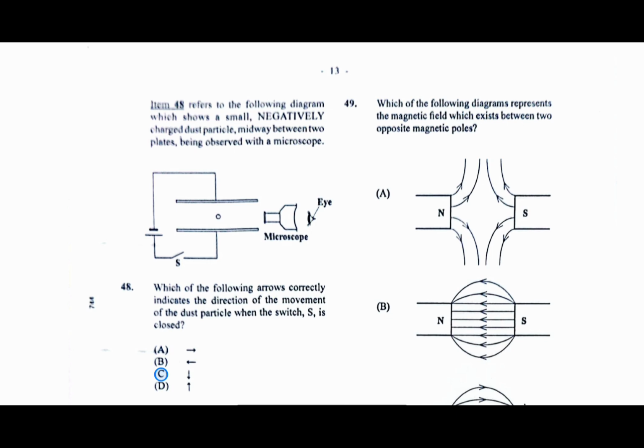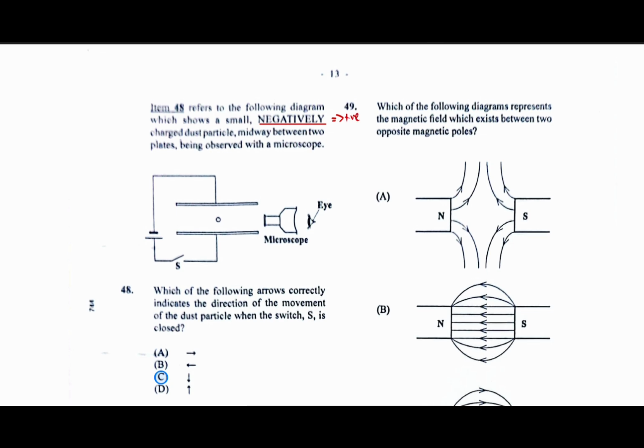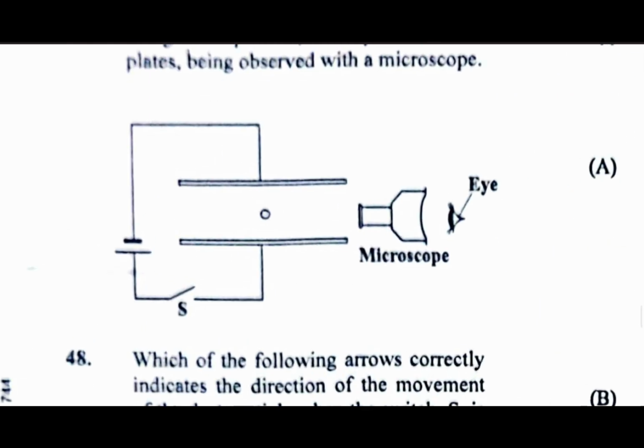Question 48. Item 48 refers to the following diagram, which shows a small negatively charged dust particle. So it's negatively charged. If it's negatively charged, it'll be attracted to positive. Keep that in mind. And it's midway between 2 plates, being observed with a microscope. Which of the following arrows correctly indicates the direction of the movement of the dust particle when the switch S is closed? So if the switch S is closed, this side over here is connected to the positive terminal.